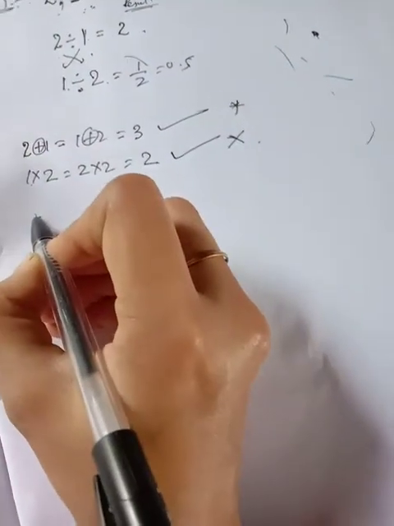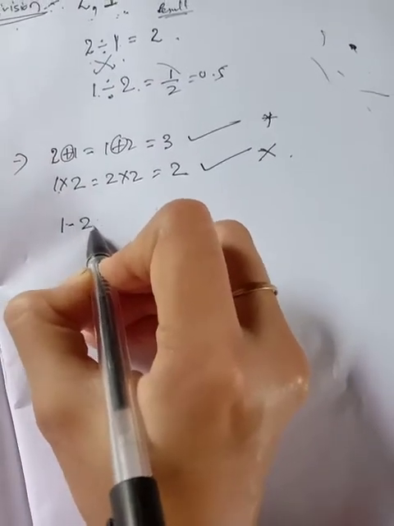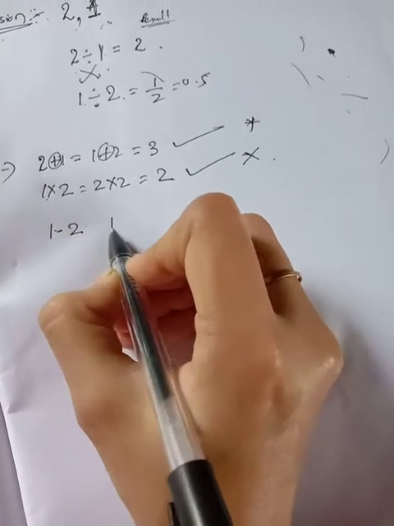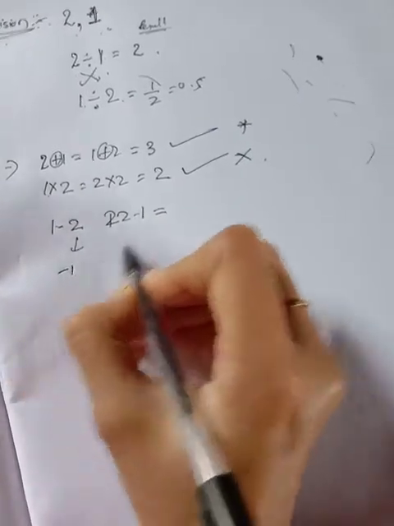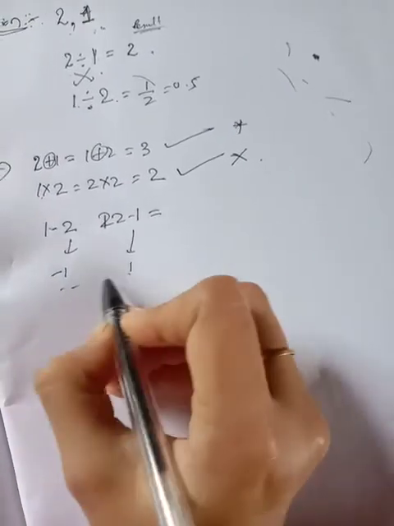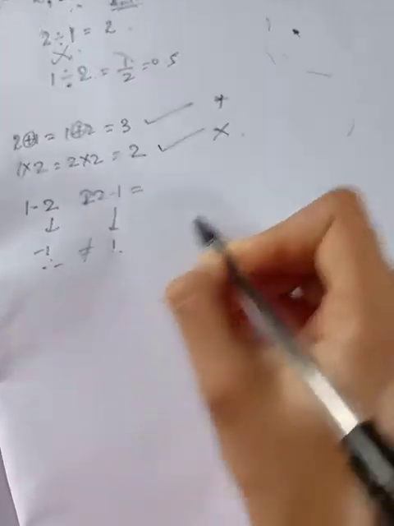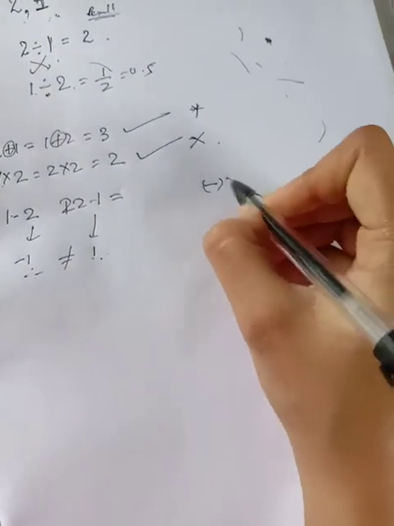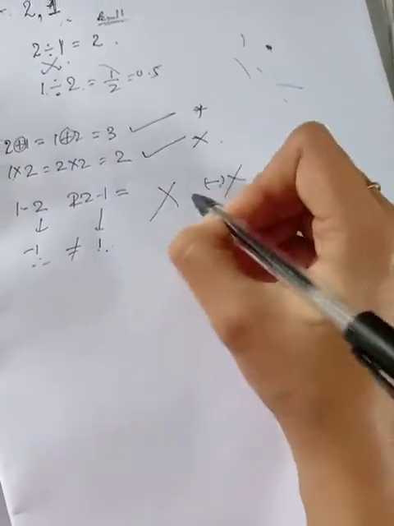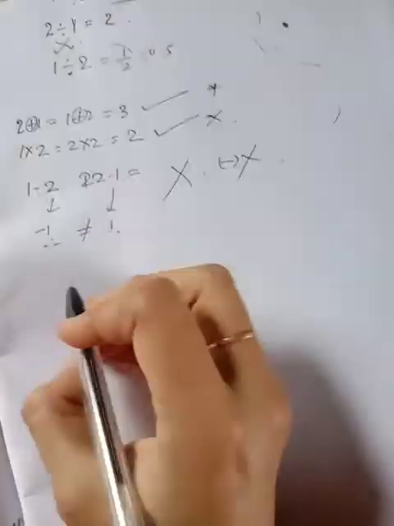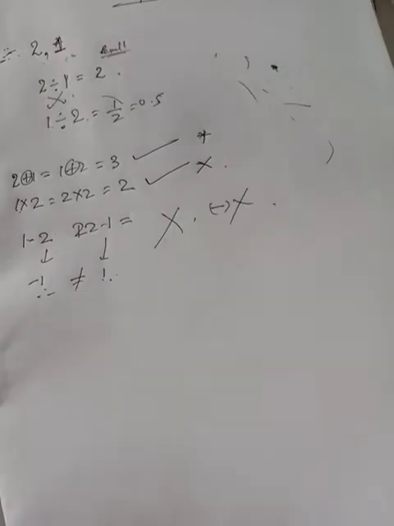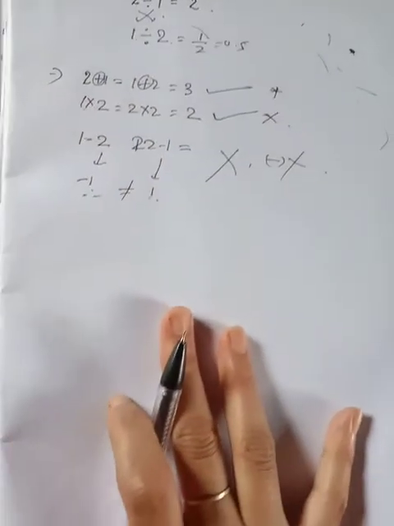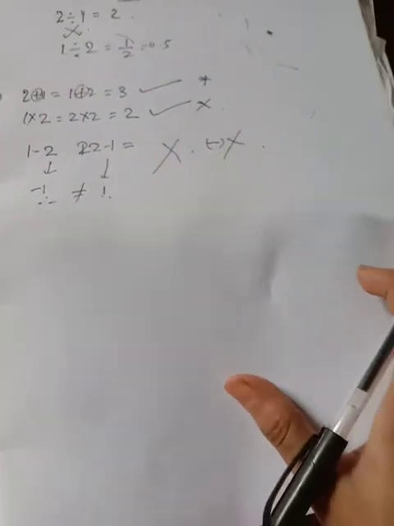And minus, let's check for the minus. 1 minus 2, and let's change the order, 2 minus 1. This is minus 1 and this is 1. These results are not the same, so minus does not follow the commutative property. It does not follow, right? And the divide, I have already done it. So in this way, the commutative property is completed. Hope you understand the commutative property in detail.